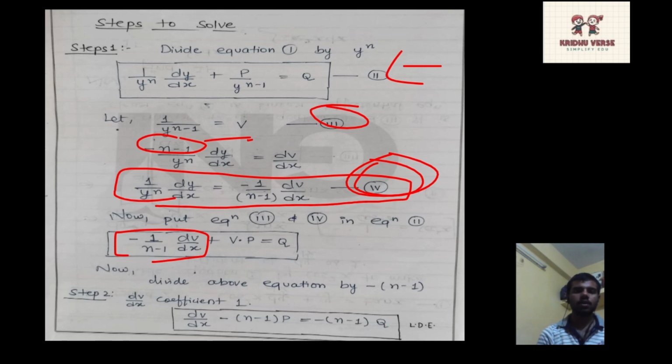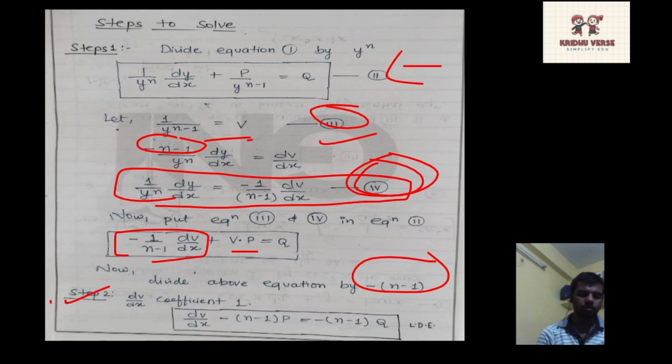1 over y^(n-1) equal to v, from equation number 3 we taken. So we have written here equal to q. Now what we have to do? Now we have to divide the equation by (1 minus n), which means we are removing the coefficient of dv/dx and making it 1, as per the linear differential equation method.